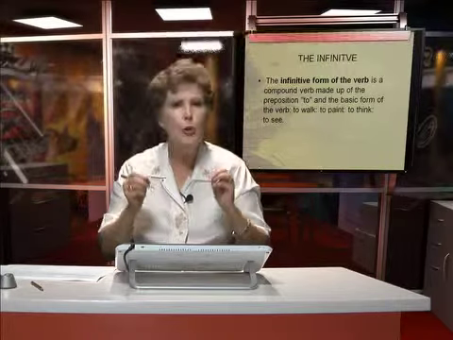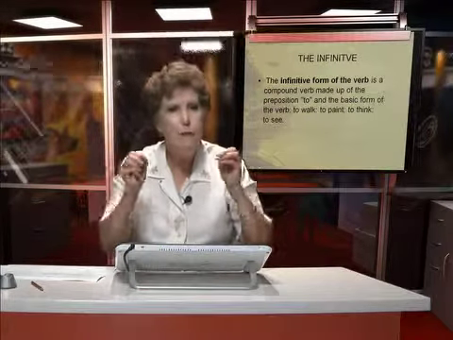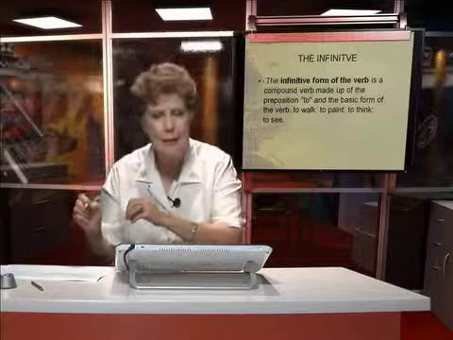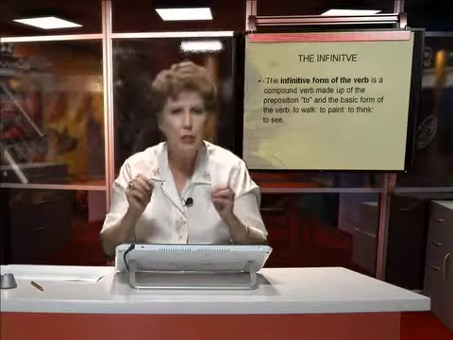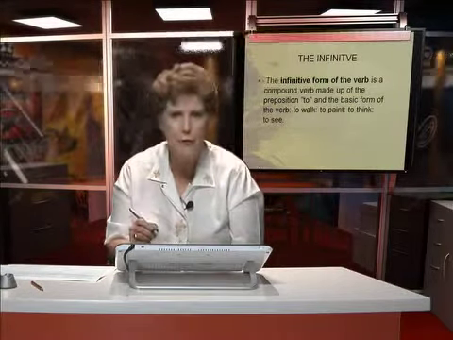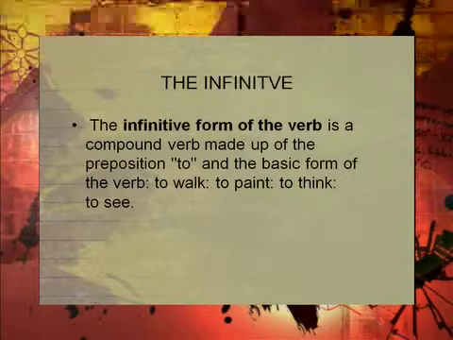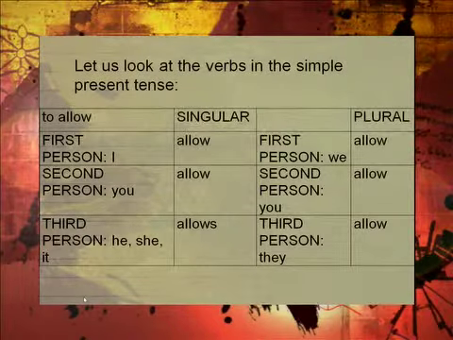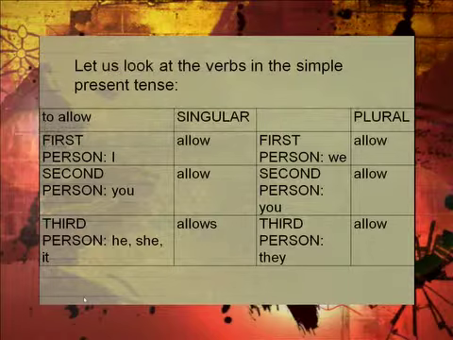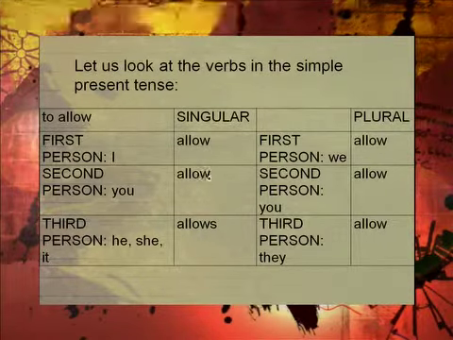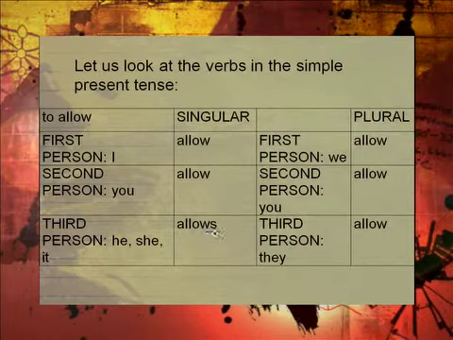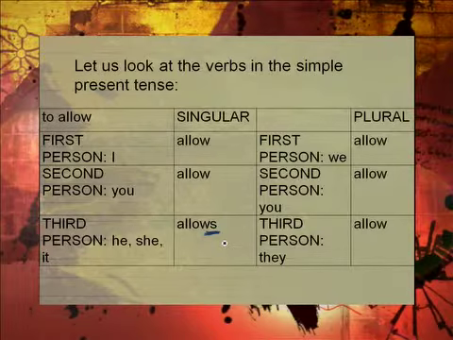It is not a finite verb. It doesn't show you a tense. A finite verb shows you the tense. An infinitive just shows you to plus the main part of the verb. I want you to look at the verbs in the simple present tense. Here's the verb to allow. I allow, you allow, he, she, or it allows. We allow, you allow, they allow. Notice that S.